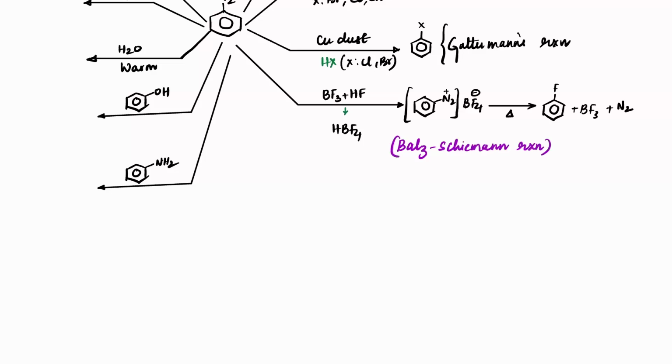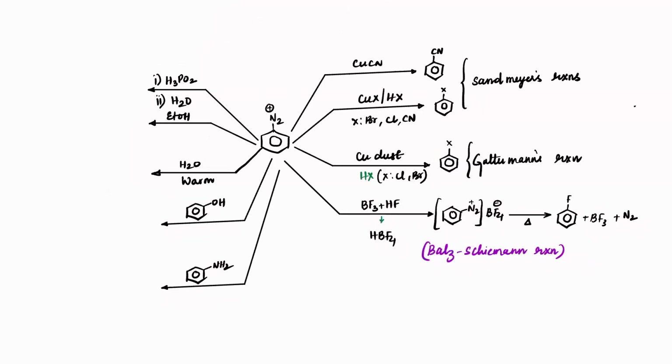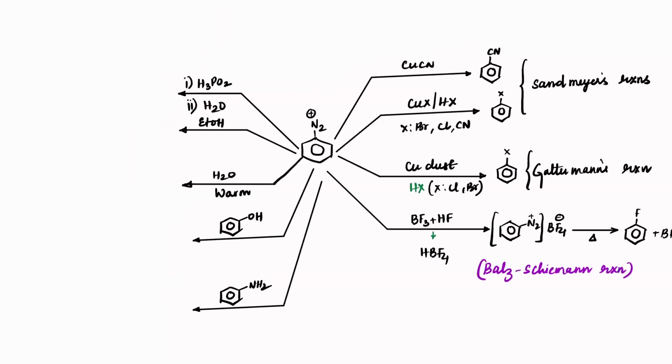See the next sequence. H3PO2. When you treat this with H3PO2 or even for that matter ethanol, in both the cases you will get the same first product, which is benzene. Here also you will get benzene. But what is the side product? Here we'll get H3PO3, it gets oxidized to H3PO3. Here we'll get CH3CHO.